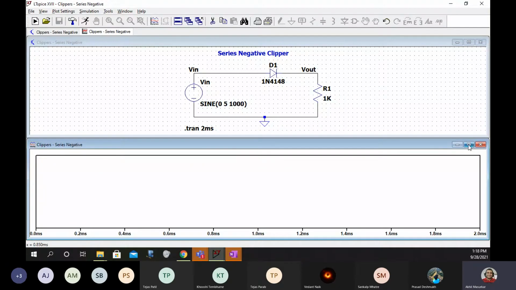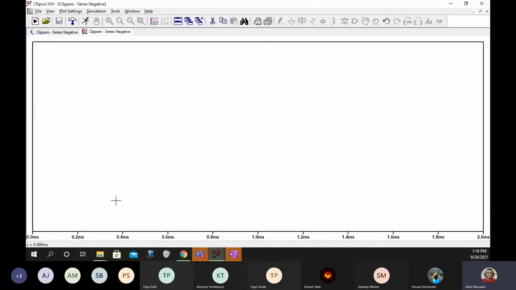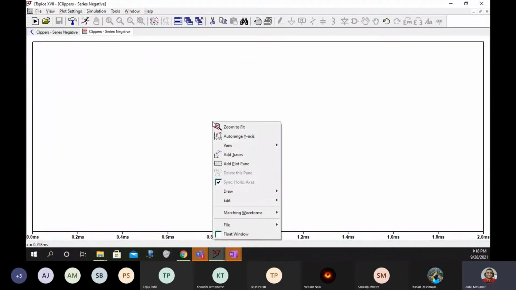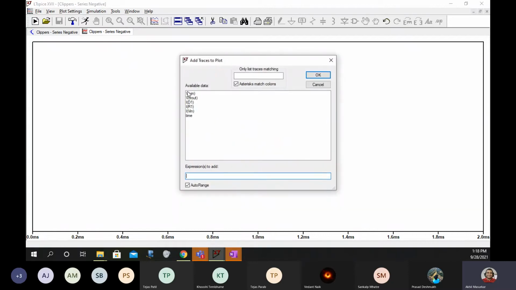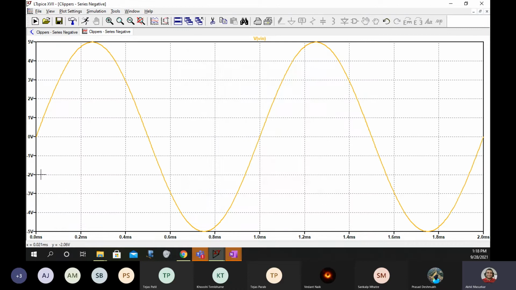Cancel this. Now I am just expanding this trace. So first I will add input V in. Put here input. So can you see 2 cycles of the signal? There are 2 cycles. Why?